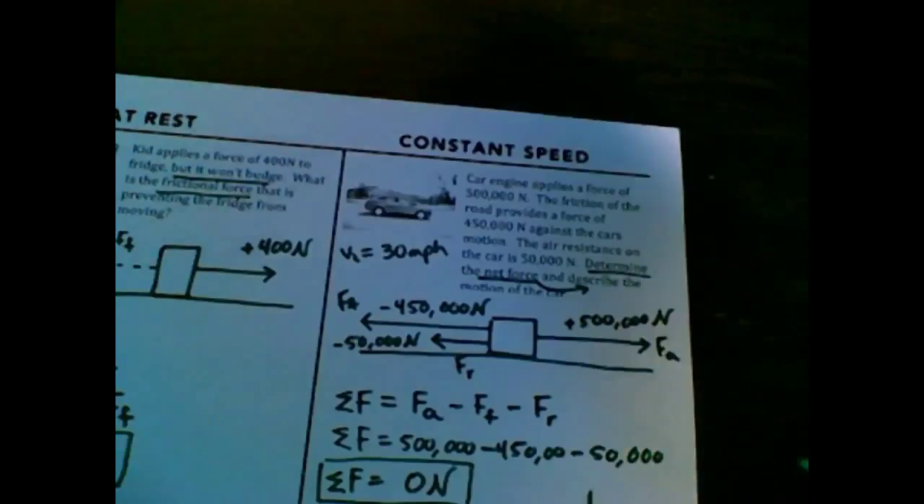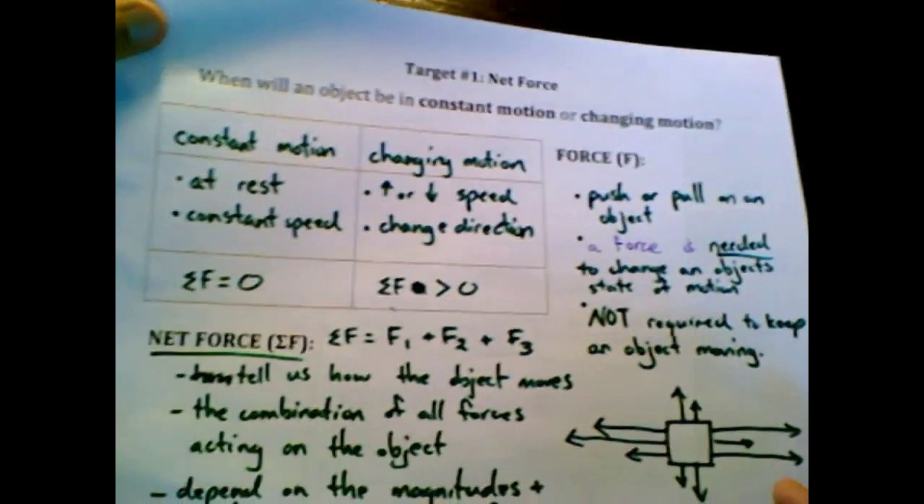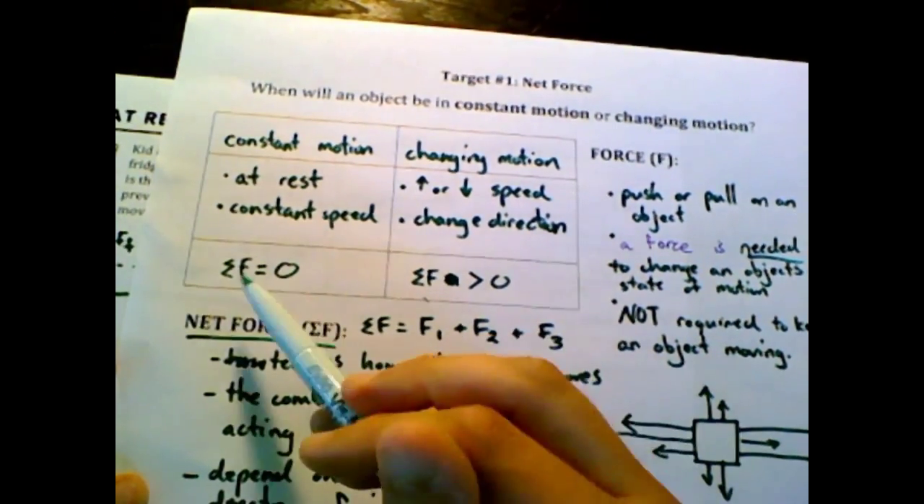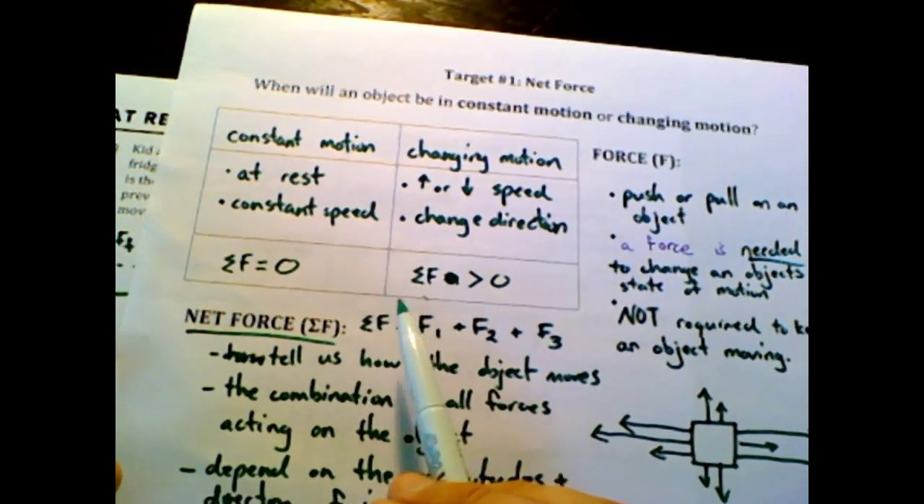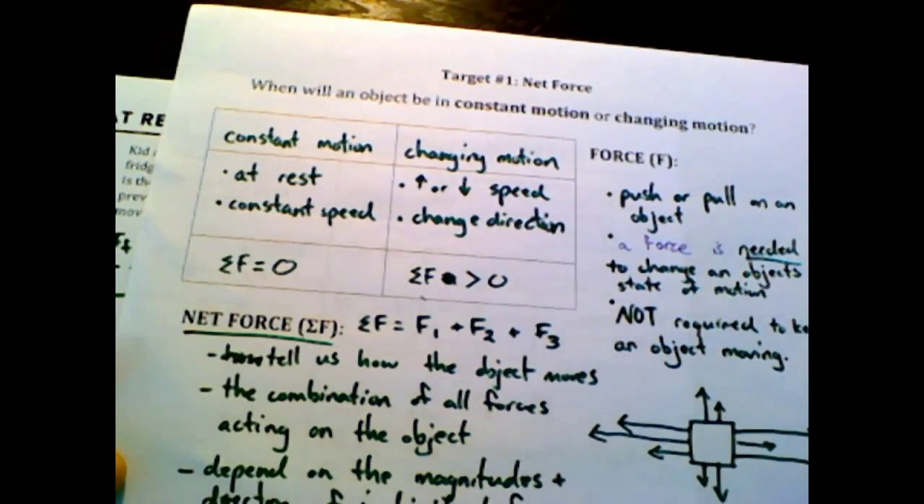All right, so this is the idea of net force and using it to describe the motion of an object. When our net force is 0, our object is always in constant motion. If our net force is anything but 0, our object is going to be changing its motion.